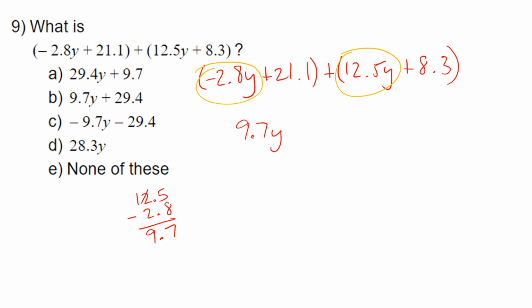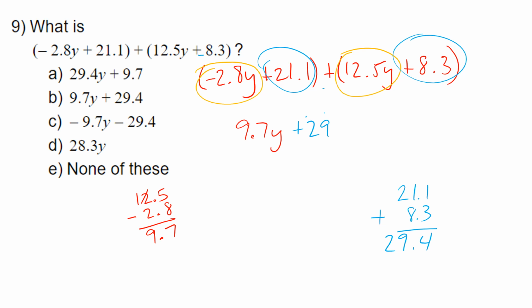And then I'm going to combine this one with this one. And that's going to be 21.1 plus 8.3. You got to make sure you line up your decimals on this. So this is going to be 4, and that's 9, that's 2, 29.4. And that's plus 29.4. And it looks like we have an answer of B for that one.